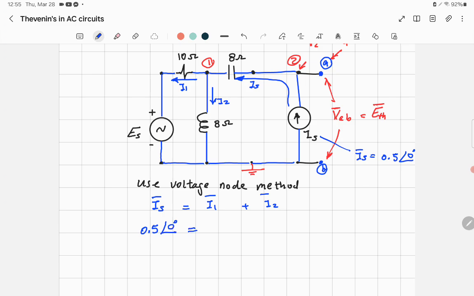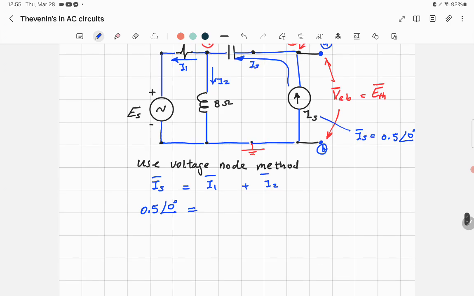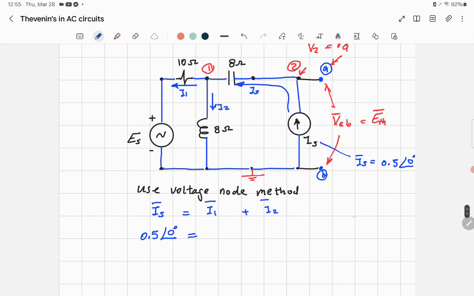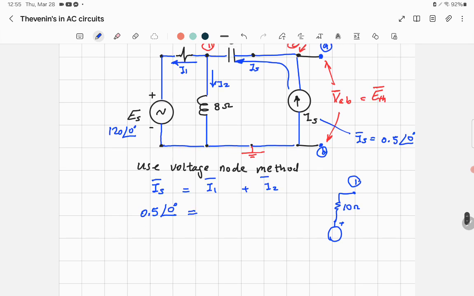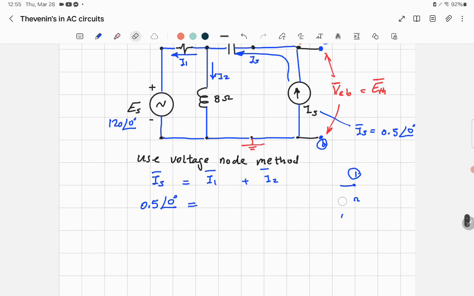How do you find the current I1? I'll just make it here in a simple way. That's node 1, and it's connected to a resistance equal to 10 ohm, and there is a voltage source ES. The value of ES is already known. It's 120 on angle 0. All right, so I can make it simple now.